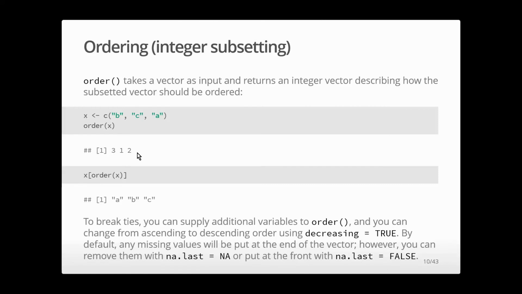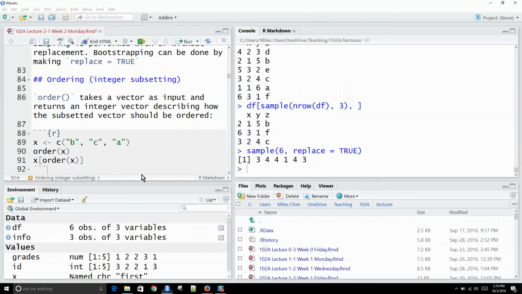All right, we can order things. Here I've got a vector B, C, A. order(x) says if you want to put this in order, you first go to the third item, A, then the first item, B, and then the second item, C. If we feed order of x into x bracket, it will go to x, pull the third item A, pull the first item B, and then pull the second item C. So x[order(x)] is kind of like sort(x).